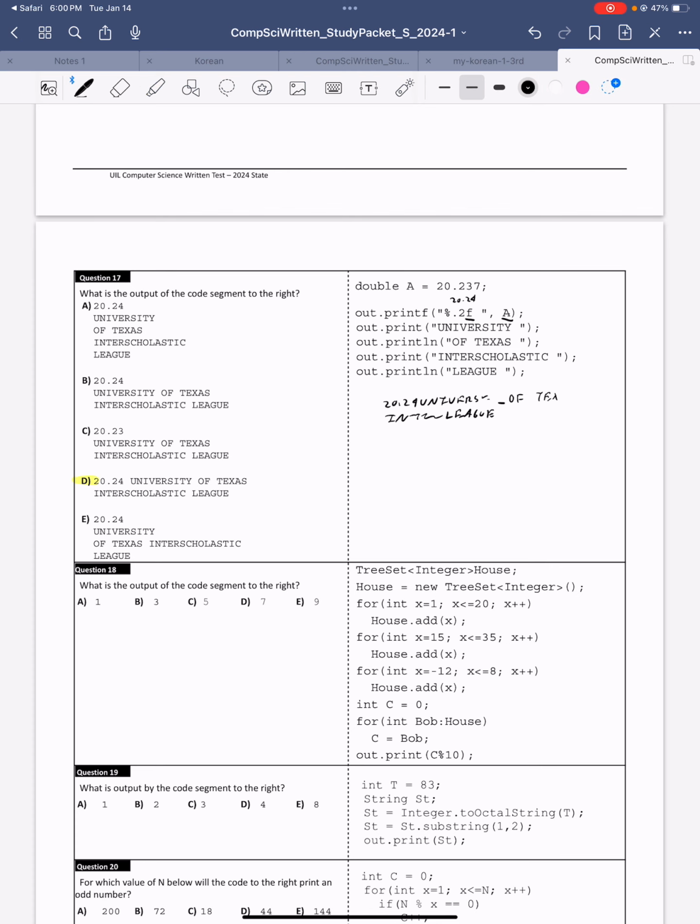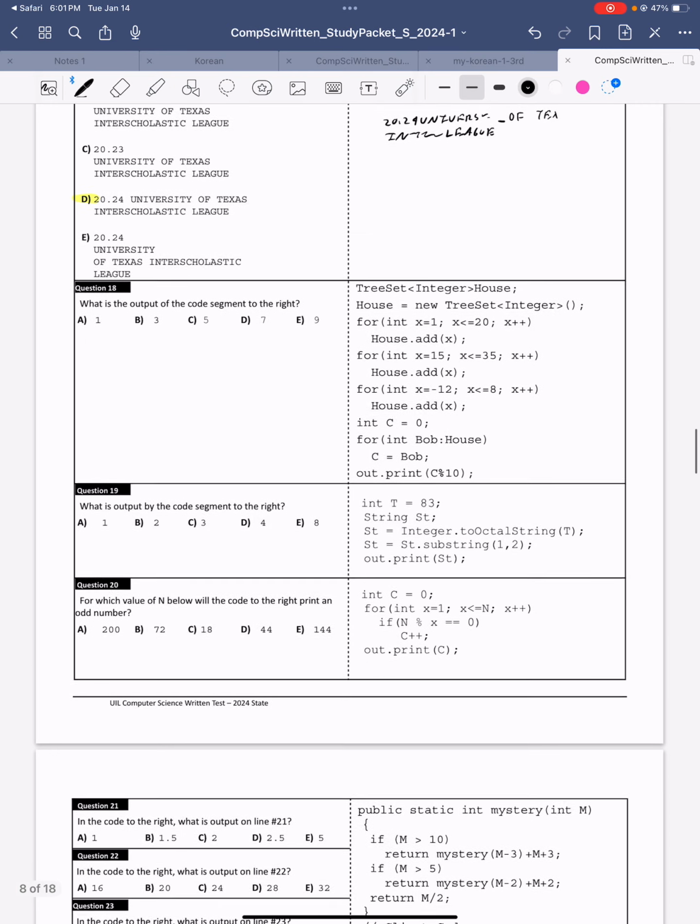Yeah, I guess if you're trying to speed run through the test, you kind of see, 2024, okay, university right next to it. Which one doesn't have that? All of them except for D, so you could just do that. You gotta go through all of it.